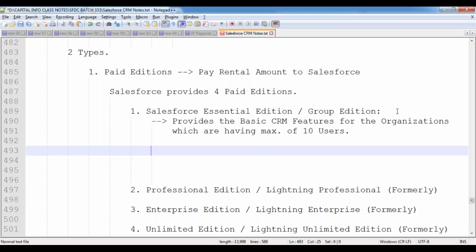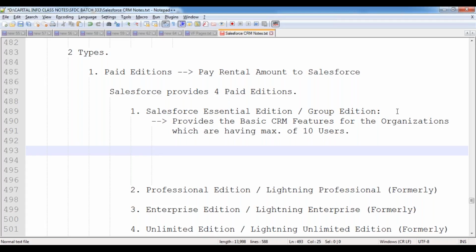So this edition has been designed by Salesforce for small organizations who need only the basic CRM functionalities. That means, in order to automate your customers' information, whatever basic features are required, only those basic features will be available as part of this edition.